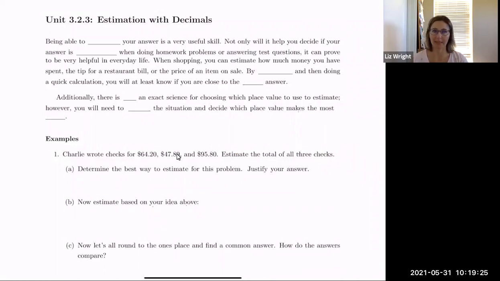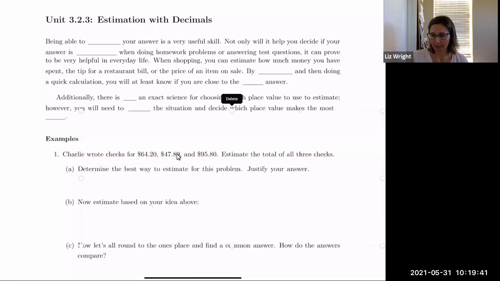So anyway, as we work through today's problems, what I really want you focusing on is thinking about what is the scenario? Is it better to estimate a little bit high? Is it better to do a more accurate estimation? What's going to be the best form of estimation for each problem? So with that, let's get started.